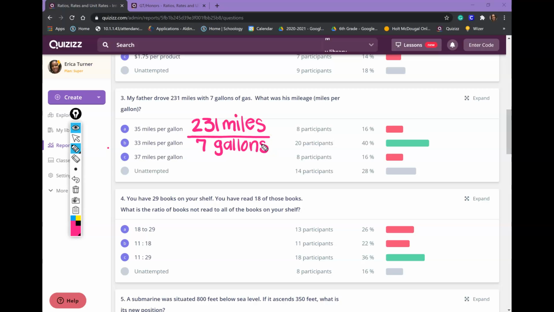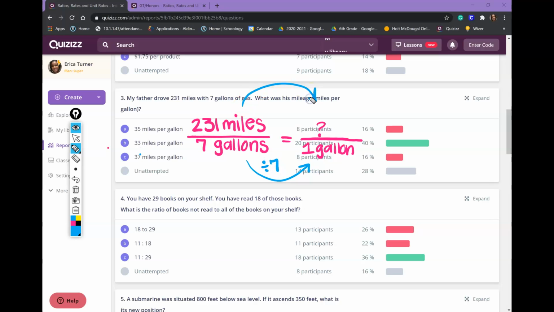Then to make this a proportion, I'm going to set it equal to what we're trying to figure out, which is how many miles per 1 gallon. The fraction bar means to divide. So from here, maybe you see a relationship, maybe you don't. If you do, good. Let's divide by 7.